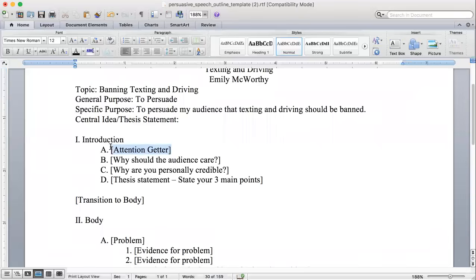So in our introduction, we always, again, start with the attention getter. That's the same, and that is step one in Monroe: gain attention of your audience. We could start with a startling statistic here about texting and driving, but I think this would be a great place to show a visual aid of a car crash. So I will say, show video of car crash.